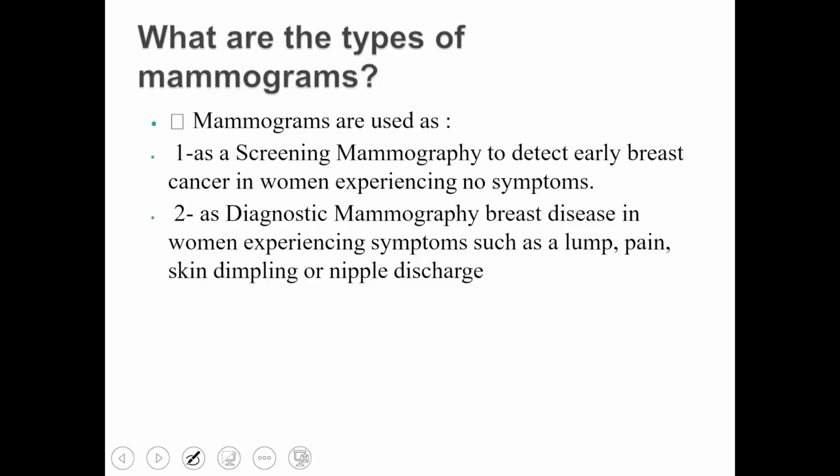So what types of mammography are people using? One is screening mammography, to detect early breast cancer in women experiencing no symptoms. If people feel there are no symptoms and no sign of breast cancer, but a doctor thinks there may be a chance of breast cancer, then screening mammography is used. The second is diagnostic mammography.